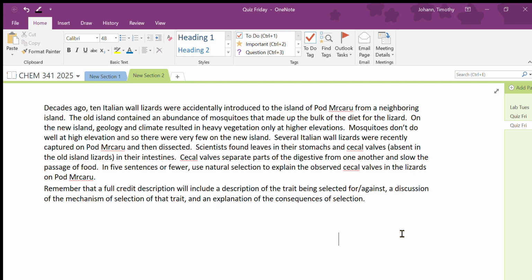That's an important mistake people make with this one. Is the old island, so the new island is Pod? Yes. The old island is where they came from before? Yes.